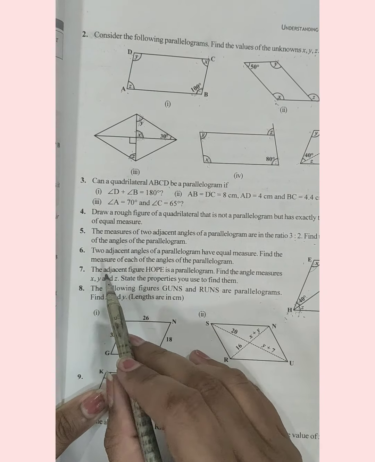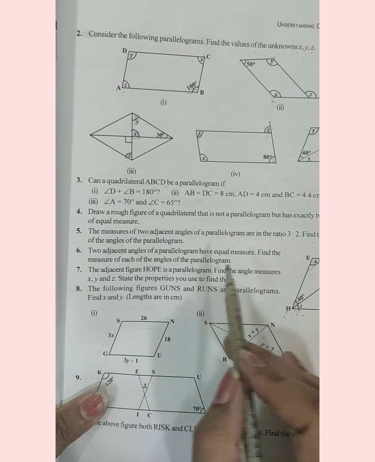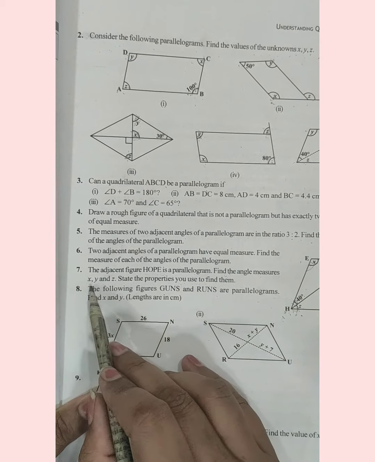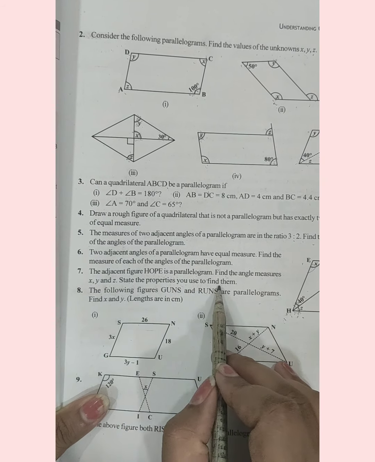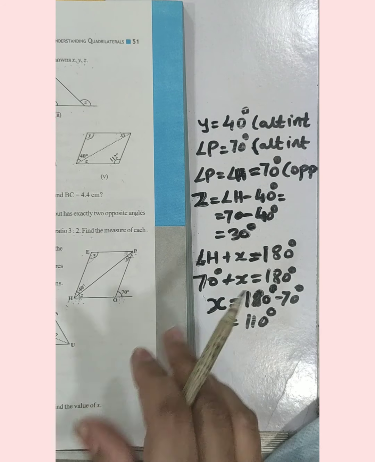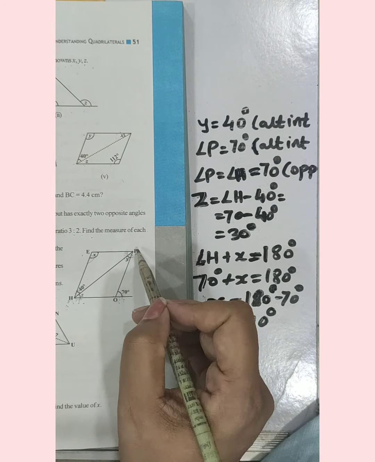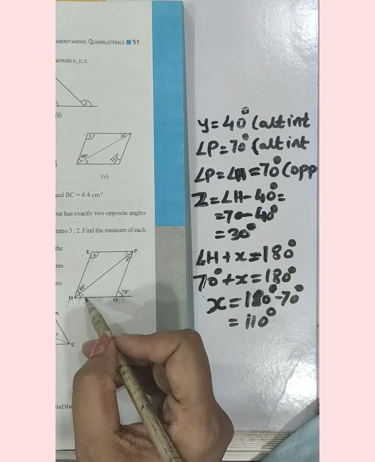Question number 7. The adjacent figure HOPE is a parallelogram. Find the angle measures x, y and z. State the properties you use to find them. Now, here one parallelogram is given to you named HOPE. You have to find the values of x, y and z.